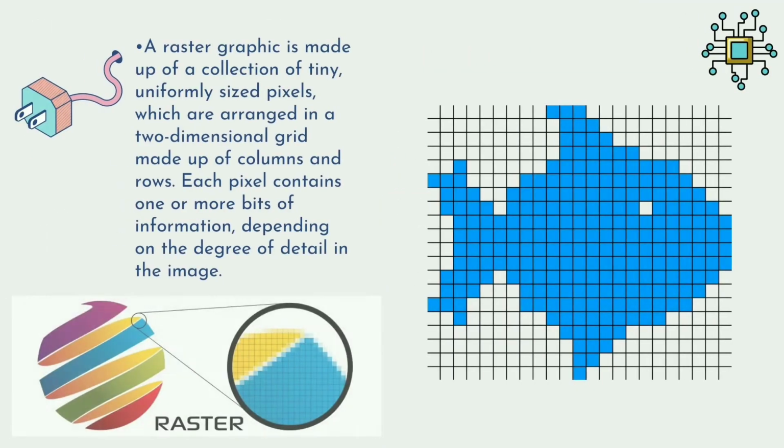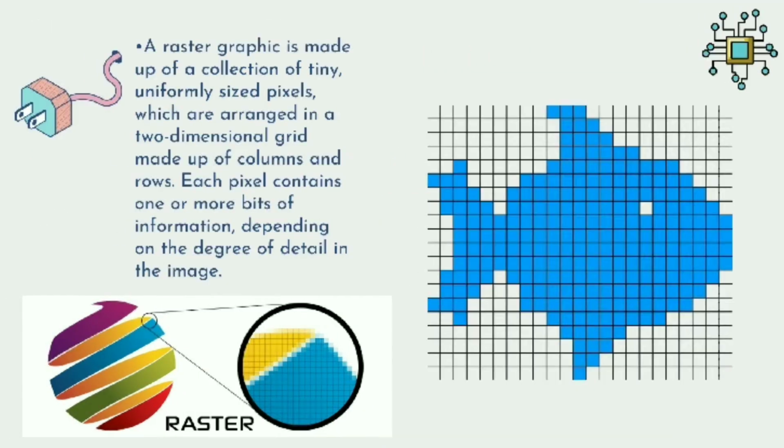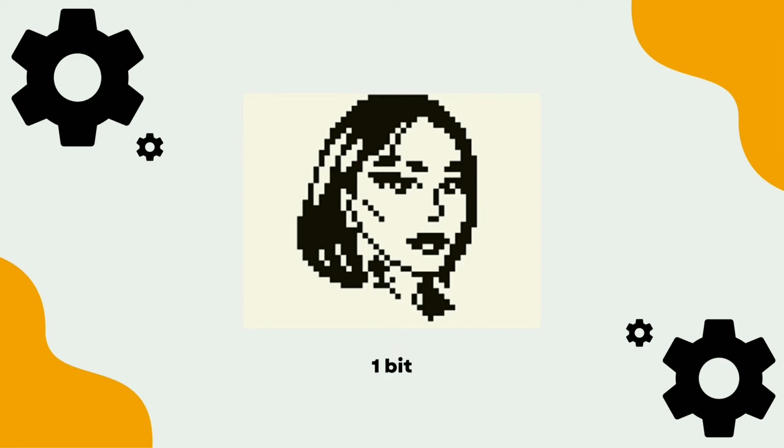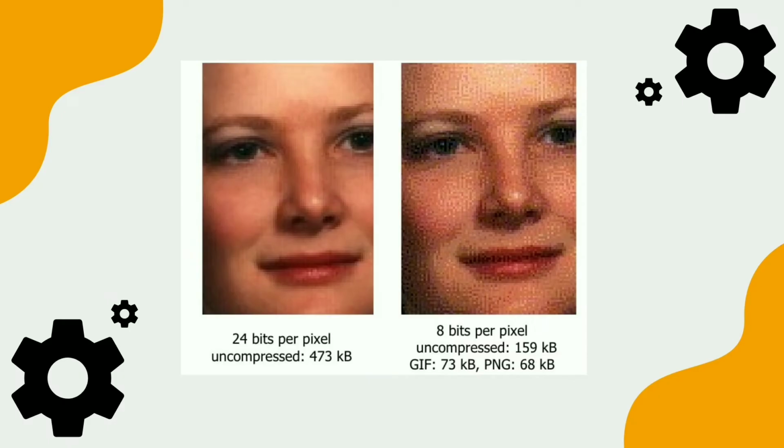This raster graphic is made of a collection of tiny, uniformly sized pixels which are arranged in a two-dimensional grid made up of columns and rows. Each pixel contains one or more bits of information depending on the degree of detail in the image. For example, a black and white image contains only one bit per pixel. An image with shading and color commonly contains 24 bits of information per pixel.